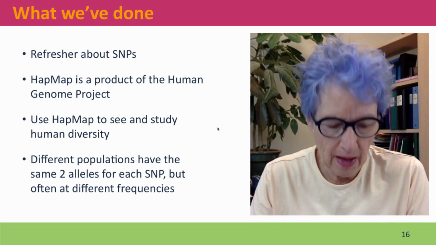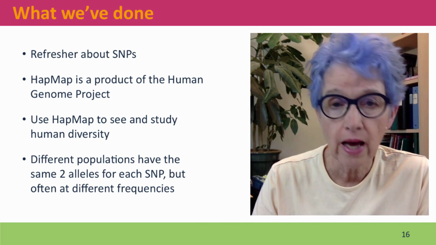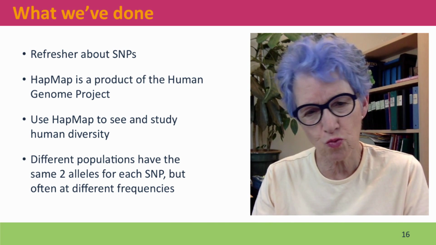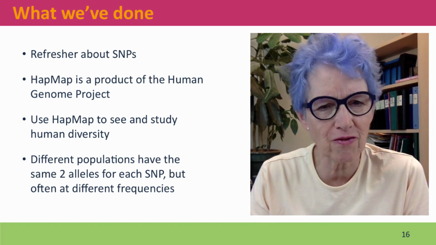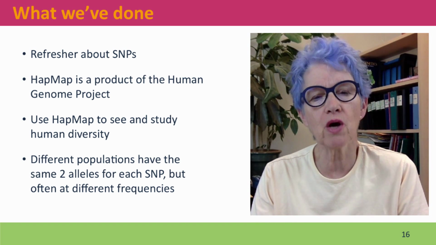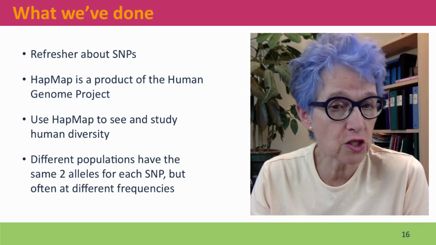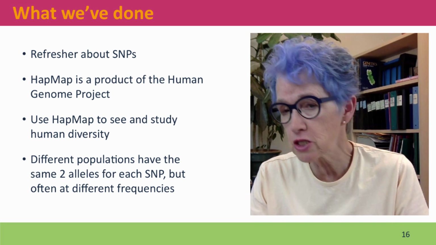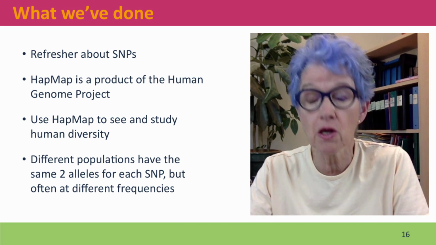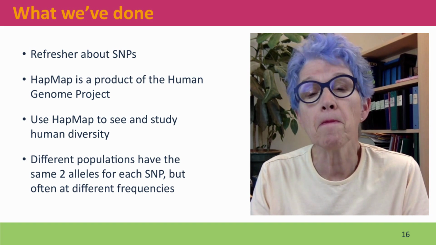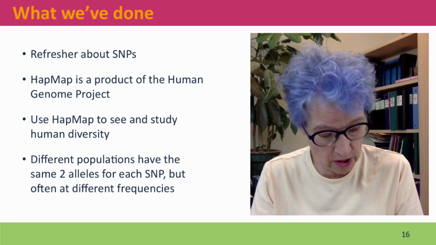So what we've done, I've given you a refresher about SNPs, thinking about polymorphisms in populations, and I've introduced you to HapMap, which is one of my favorite resources because it lets us think about natural human genetic diversity over the whole world. I've shown you how we can use HapMap to look at diversity, and what we've seen is that in different populations we find the same two alleles for each SNP. That's because we all originally descended from the same small diverse populations, but these alleles are often at different frequencies because of the different histories of our different populations.